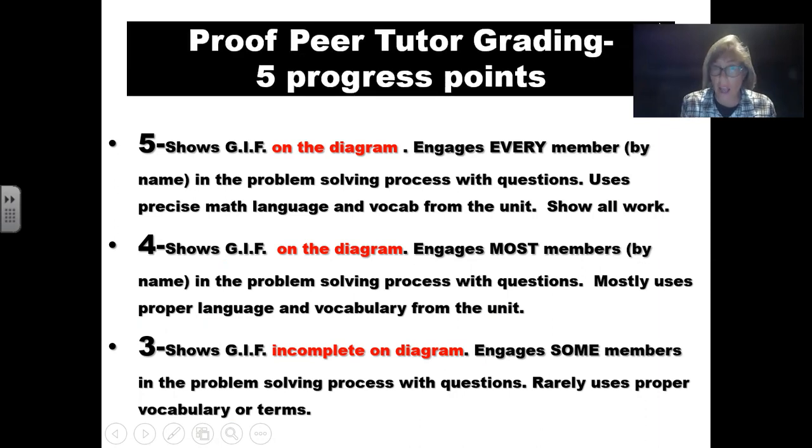Let me just read what 5 looks like, and the other you can take a look at. For a 5, you're going to show given, implied, and freebies on the diagram, and you'll specifically outline that. You engage every member by name in the problem solving process with questions. You use precise math language and vocabulary from this unit, and you show all work. That's going to be a 5, folks. You can take a moment. I'm going to be quiet for about 15 seconds for you to read what a 3 and a 4 look like.